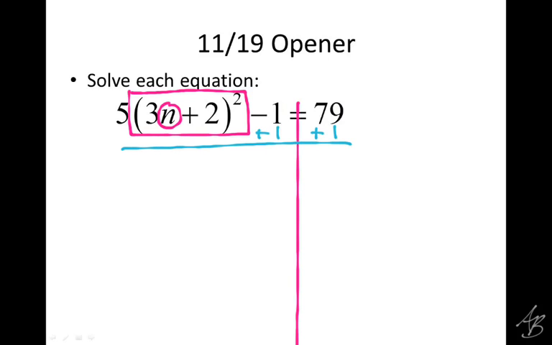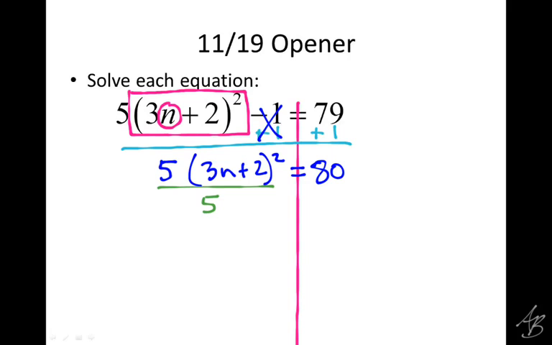And when we do that, the 1's cancel and everything else drops down. So we still have the 5 times the parentheses 3n plus 2 squared. And on the right side, 79 plus 1 is 80. We still need to get rid of the 5 by doing what? Divide by 5. Okay, and when we divide by 5 on the left, we have to divide by 5 on the right. So when those 5's cancel, what do we have left?